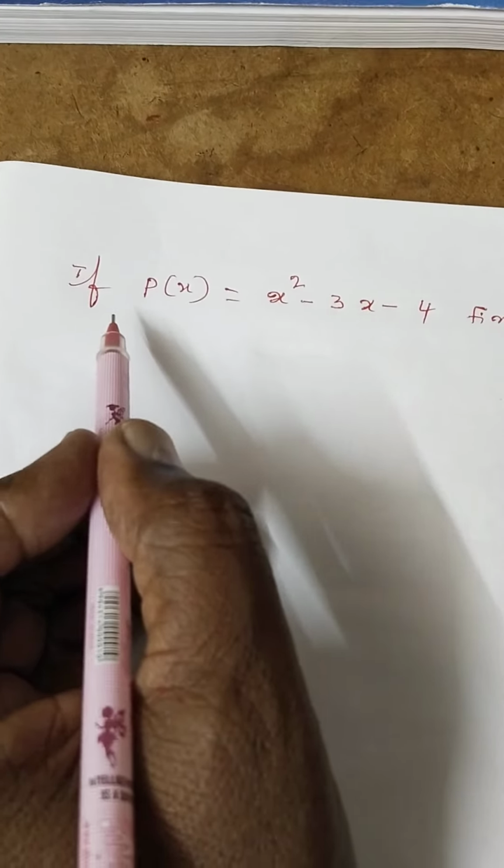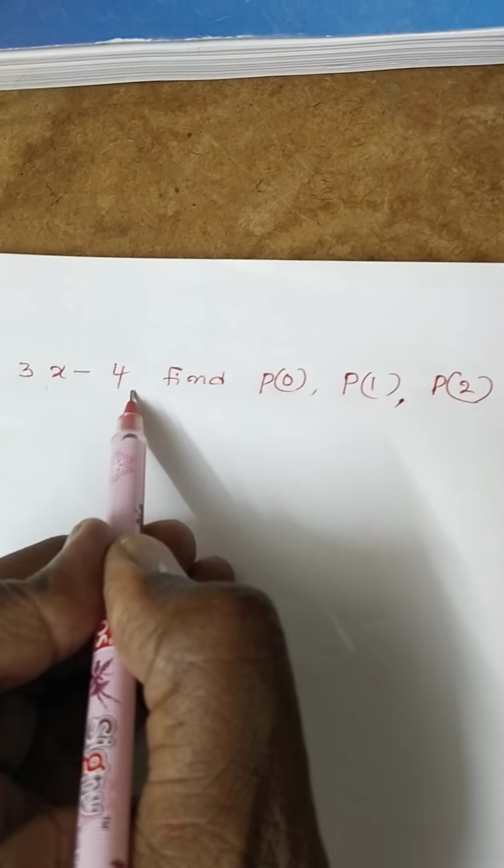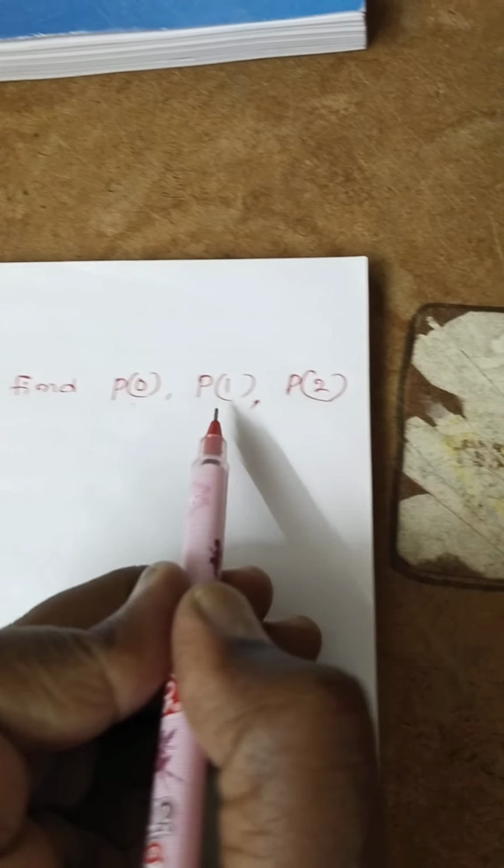Hi everyone. Now we are going to discuss polynomials, 10th class. If p of x is equal to x square minus 3x minus 4, find p of 0, p of 1, p of 2.